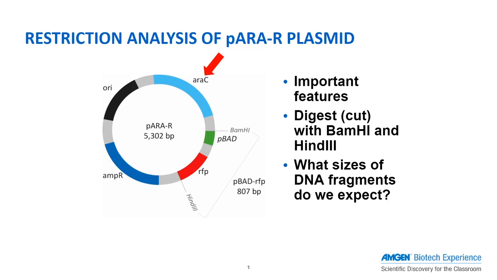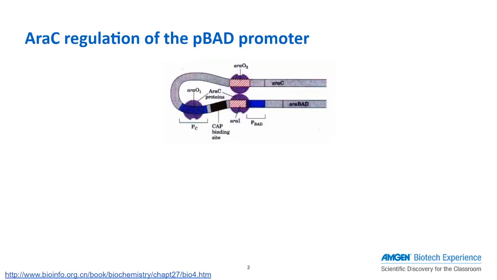Next, we come to the araC gene, pBAD promoter, and RFP gene. The pBAD promoter controls the expression and production of RFP. The araC gene codes for a protein that regulates the transcription of genes under the control of the pBAD promoter. In the absence of the sugar arabinose, the araC protein binds to several regions of the promoter, creating a loop in the DNA and effectively preventing any downstream transcription from happening.